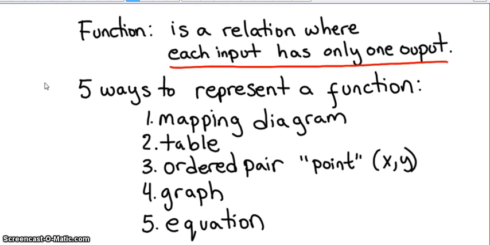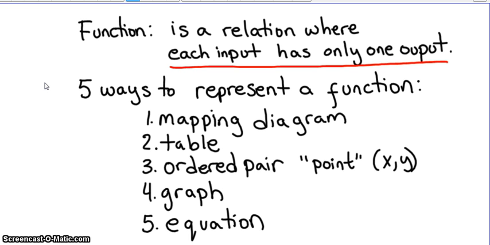A function is a type of relationship or relation where each input has only one output. The second part of that sentence is really critical to understanding what a function is. Each input, so every single thing in the input or the domain, only has one output.